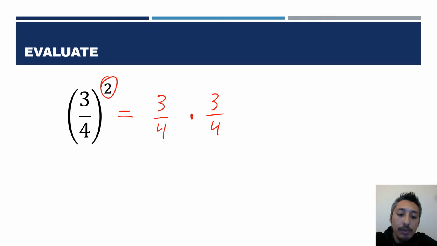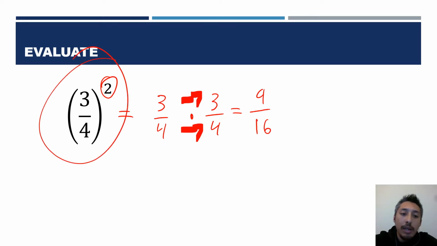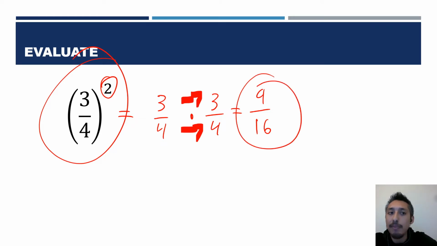And in this case, we're going to be multiplying straight across. So we're going to be multiplying our numerators together and our denominators together. So 3 times 3 is 9, and 4 times 4 is 16. So, looking back at our original problem, the fraction 3 over 4 to the power of 2 is the same thing as saying 9 over 16.